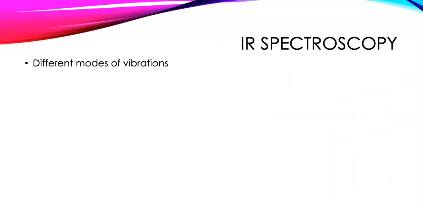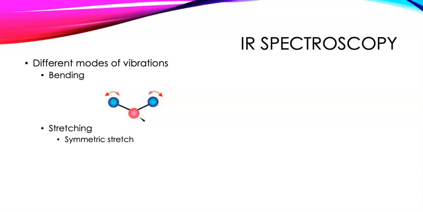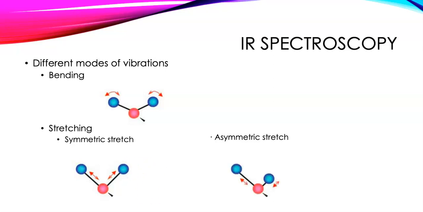All right. There are actually different kinds of vibrations. We can have bending motions, where the molecule is literally bending maybe around a central atom. We can also have stretching motions. So we can have a symmetric stretch where both atoms, say, coming off a central atom are stretching the bond like a little spring to the same extent. And we can also have asymmetric stretches where one side is stretching more than the other.